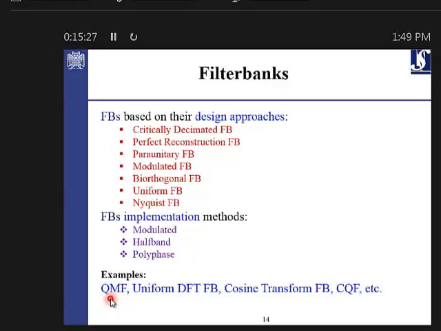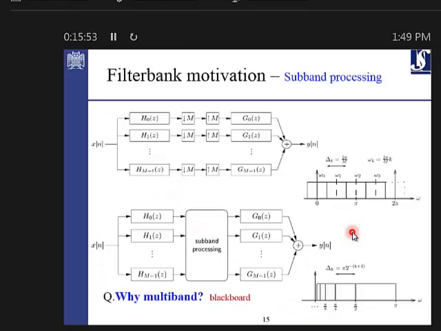As examples of filter banks in the literature, you might see the quadrature mirror filter bank, QMF, or uniform DFT filter banks, cosine transform filter banks, and conjugate quadratic filter banks, and so on. But these are among the most prevalent filter banks used in practical cases. The idea of a filter bank is, instead of going through the entire signal in time, we can have the signal divided over the spectrum, and then we can manage every spectrum band individually.